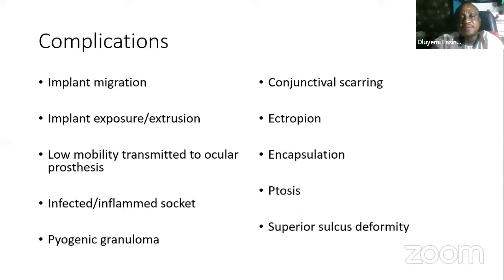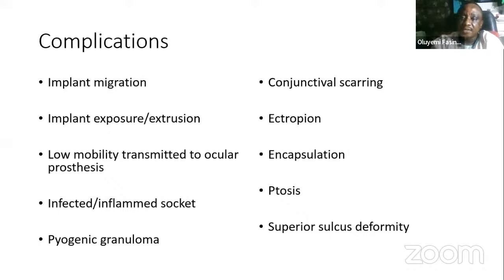Of course, there could be infection or inflammation of the socket. If the socket gets infected, there's higher chance of implant extrusion or exposure. Pyogenic granuloma can form. Many times, when you want to close the conjunctiva, you can use a purse-string suture to ensure that the conjunctiva edge is pouched out so that it does not roll in, giving rise to pyogenic granuloma or cyst formation.